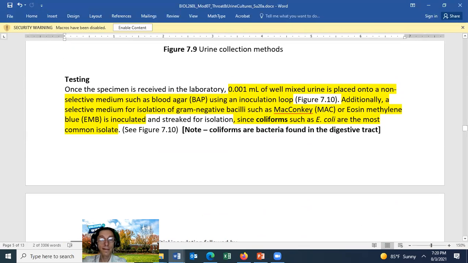All right, so we normally inoculate blood agar plate and also a selective media, either MacConkey's or eosine methylene blue, and that's to grow specifically coliforms such as E. coli, the most common isolate in a urinary tract infection. We call coliforms, never mind, you can read about that.